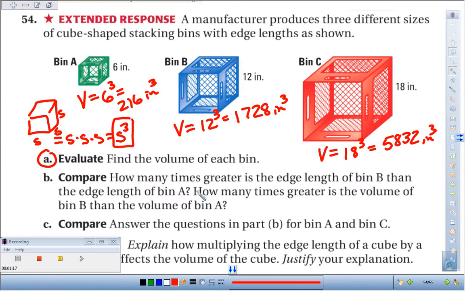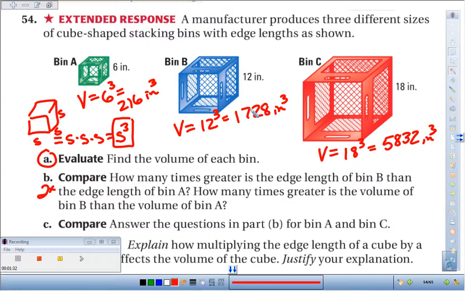Part B, we're supposed to find out how many times greater is the edge length of bin B than the edge length of bin A. So the first part of that question, well, the edge length 12, how many times bigger is that than bin A? Well, it'd be 2 times. How many times greater is the volume of bin B, though, than the volume of bin A? So the quick response would be to say that, well, this is twice as big. But if you look, 216 times 2 is 432, which is a lot smaller than 1,728.